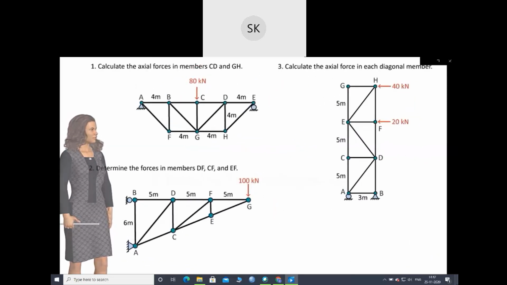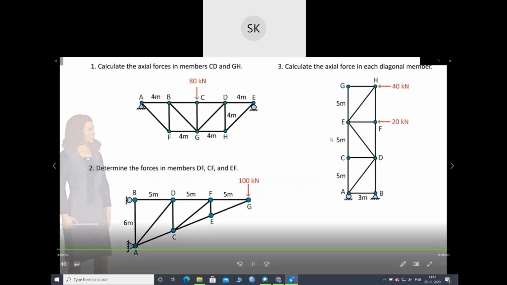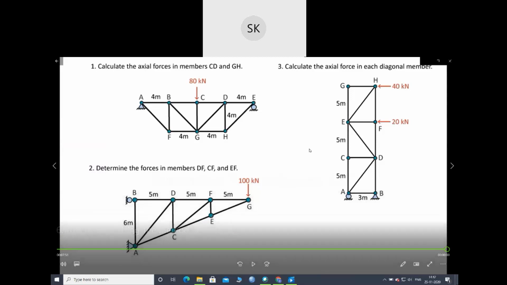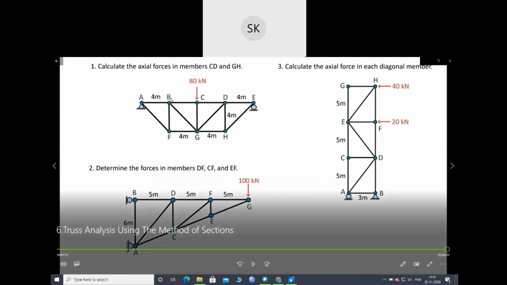Here are a few exercise problems. You can do these problems. Take a screenshot. You can practice these questions, then the method of sections will be more clear to you. Complicated sections are not required, so you just go with these kinds of problems.